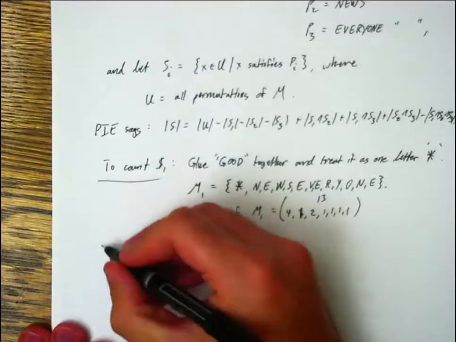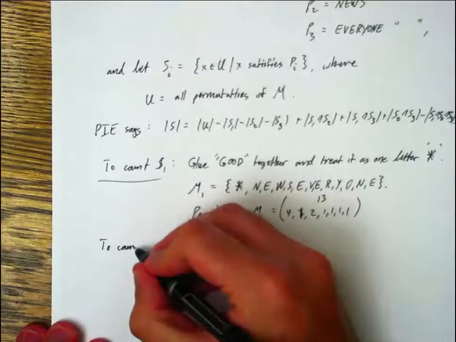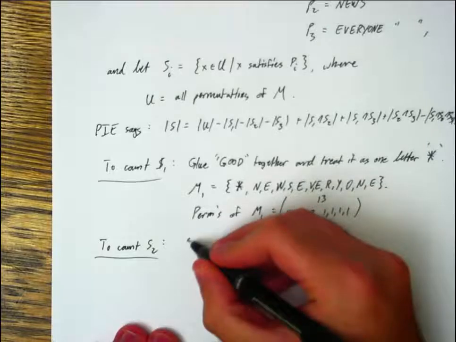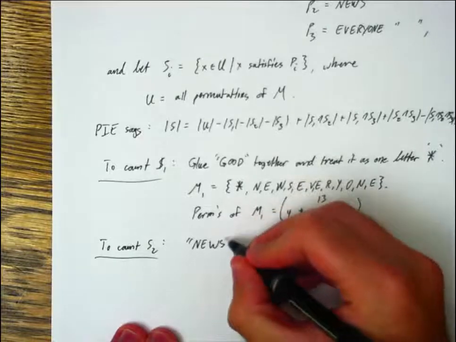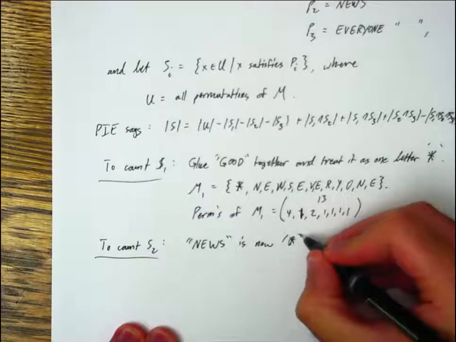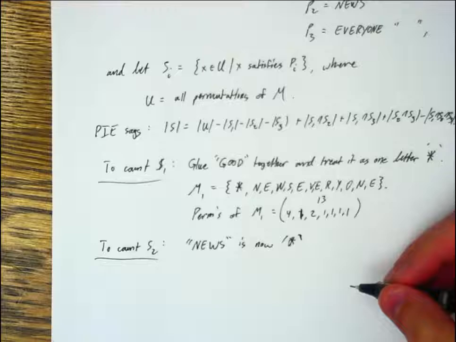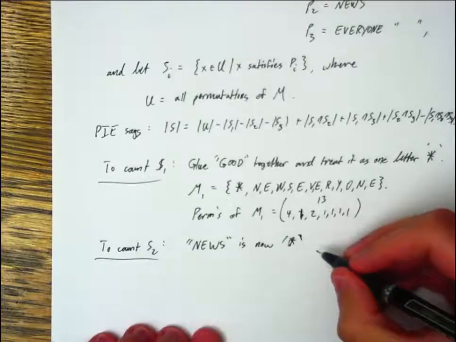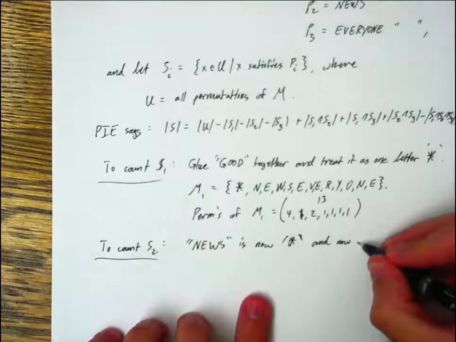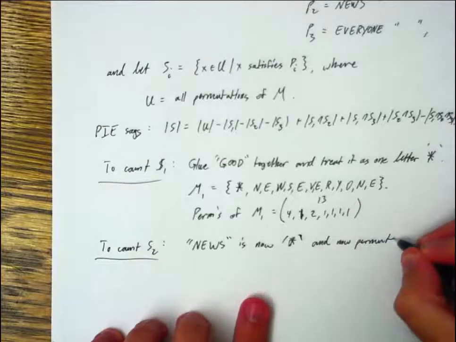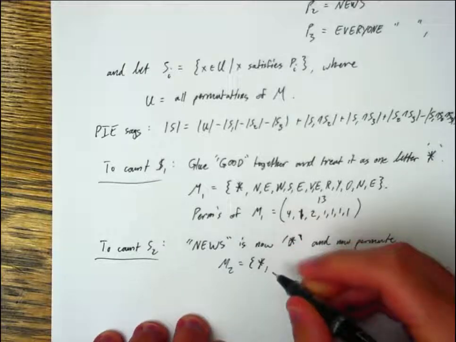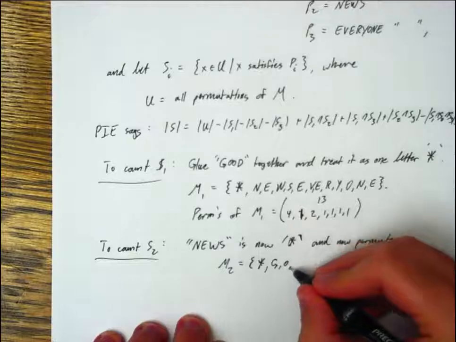All right, so we're going to use a very similar methodology to count S2 and S3. So now we're going to glue news together. So news is now star. And we're going to take out news from M. And so news is now the star. And now permute the set M2. Star, good, everyone.